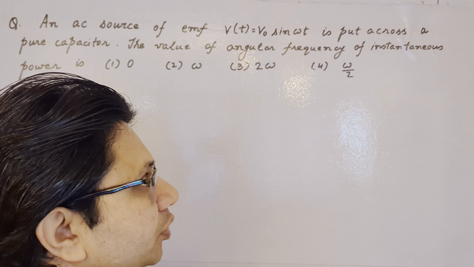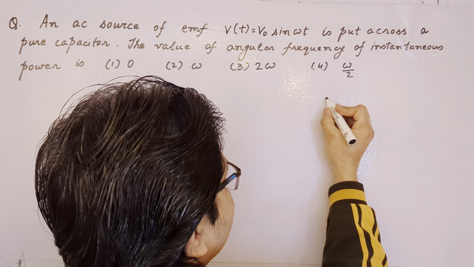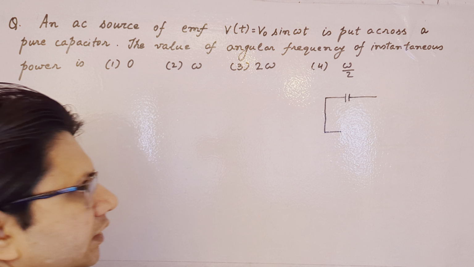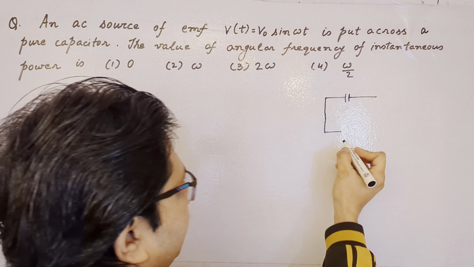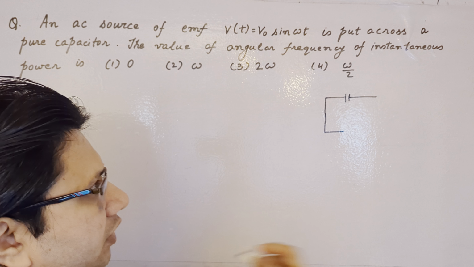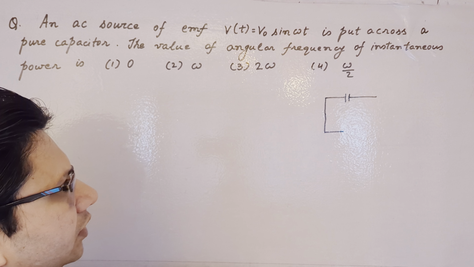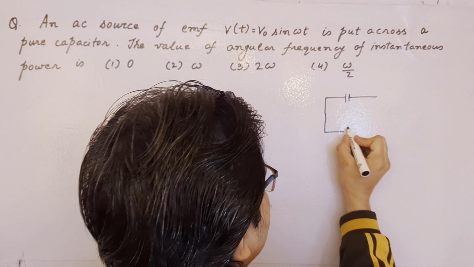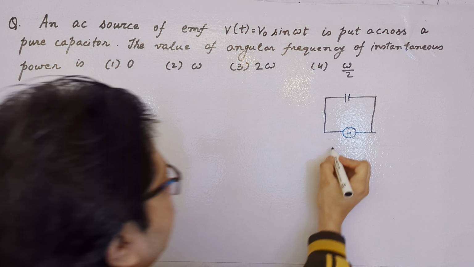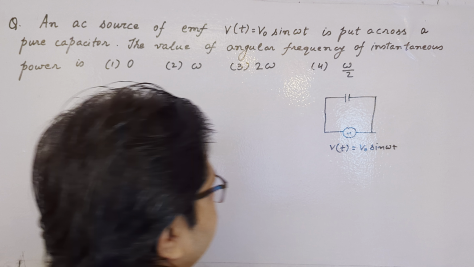So the problem is based on the topic alternating current, and in this problem there is a pure capacitor. Pure capacitor means it has no internal resistance, no resistance effect. In practice there are some resistive effects in capacitors as well as inductors, but here the capacitor is pure. It means that it does not have any resistive effect. So it is energized by a voltage source, by an EMF of this value, V(t) equals V0 sin omega t.